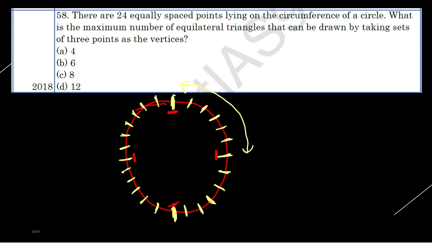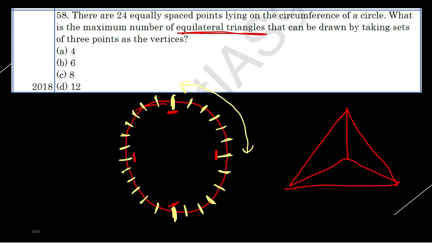Now they say I have to make an equilateral triangle in this. How can you make an equilateral triangle? To form an equilateral triangle, you need 120 degrees here, 120 degrees here, and 120 degrees here. Means from the center, you need 120 degrees on each side, right? Now tell me, the total circle is 360 degrees, and how many points are there in total?